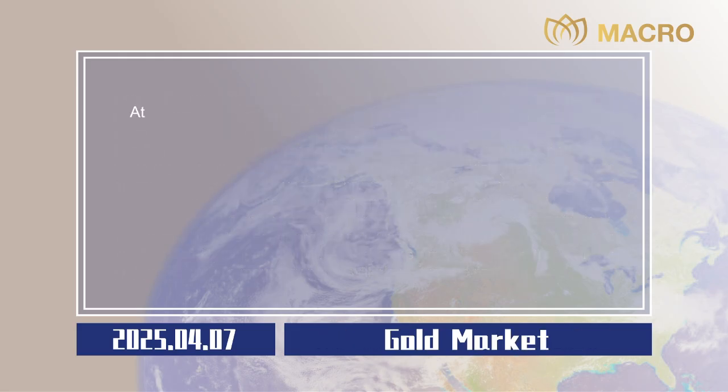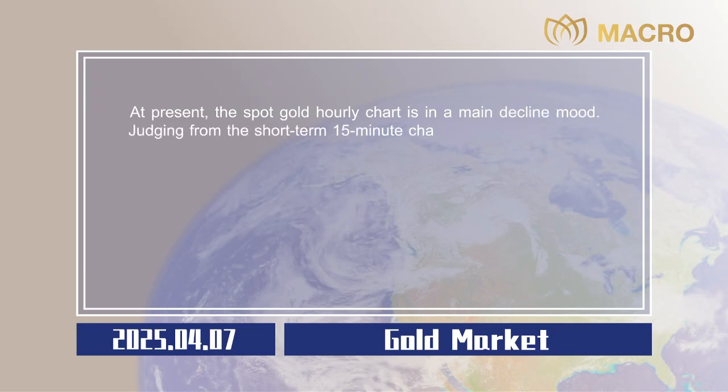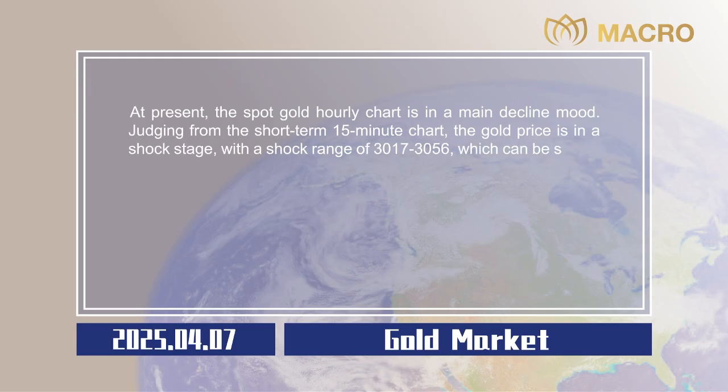Gold market. At present, the spot gold hourly chart is in a main decline mood. Judging from the short-term 15-minute chart, the gold price is in a shock stage, with a shock range of 3017 to 3056, which can be sold at a high price and bought at a low price in operation.